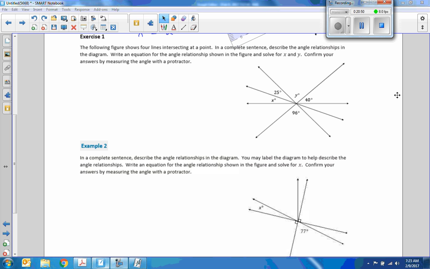And it says 86, so this drawing is not to scale. Okay, next problem. Exercise 1. The following figure shows 4 lines intersecting at a point. In a complete sentence, describe the angle relationship.